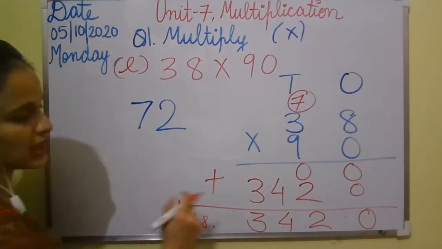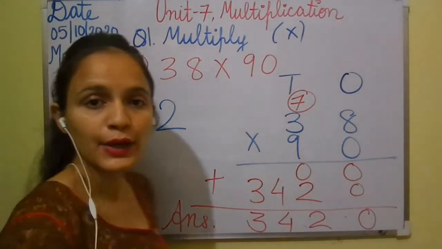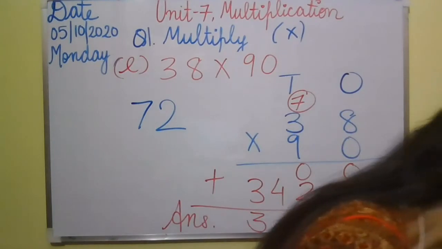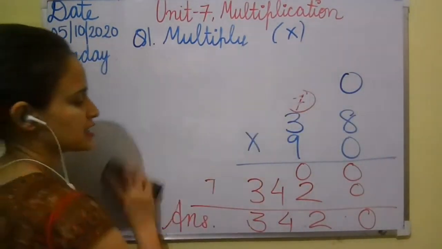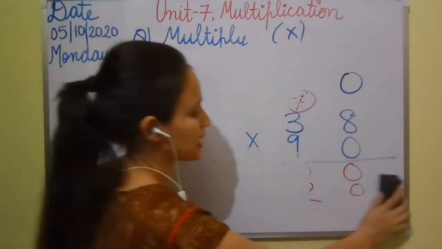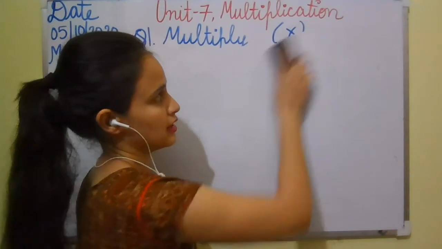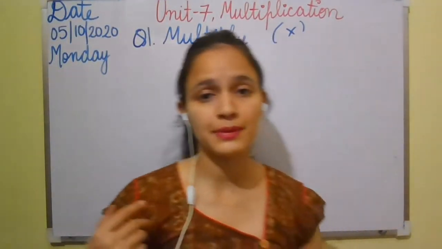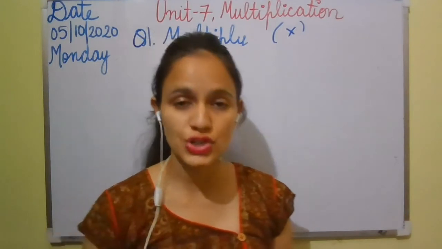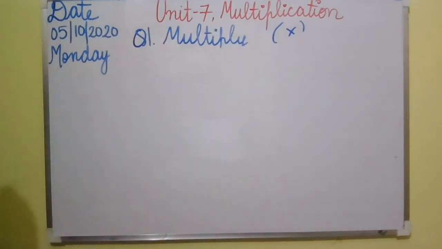So the answer is 3420. 3420. Okay. Let's do one more sum. It is very easy. We just need to practice multiplication as much as we can. Okay, so keep practicing multiplication sums, keep doing the revision worksheets, homework worksheets, which I am sharing with you. Okay, so let's do one more sum.